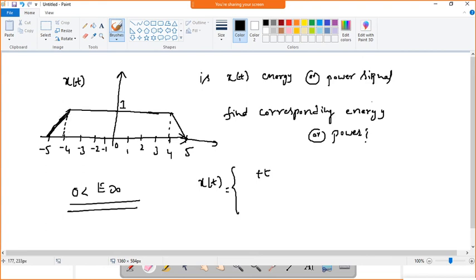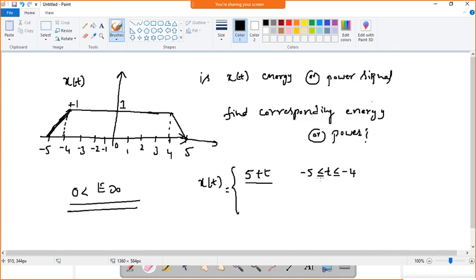For example, if I take the index value -4, what is the amplitude value? It is +1. So in order to give plus t, what is the value here? It will be +5. Now if you substitute t equal to -4, 5 minus 4, the value becomes amplitude +1. So from -5 to -4, the signal is represented like this: x of t equals 5 plus t, for -5 less than t less than -4.